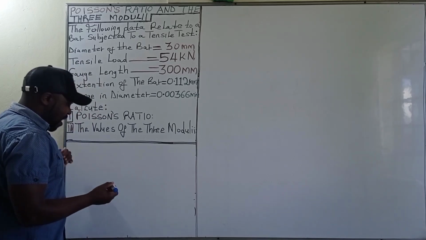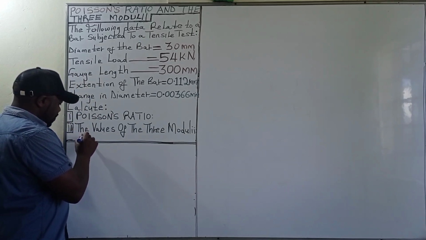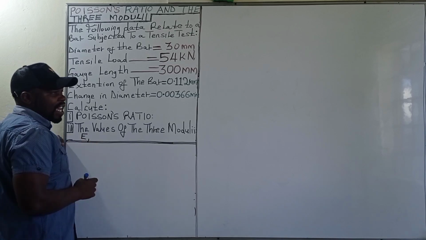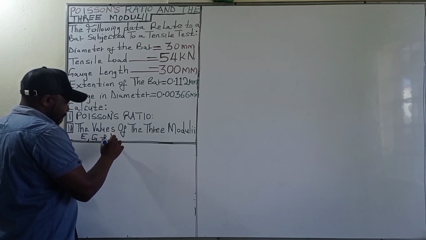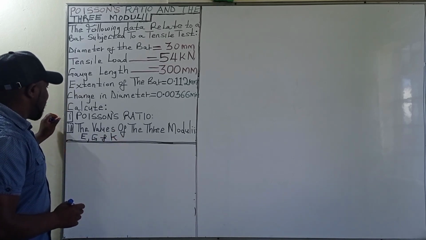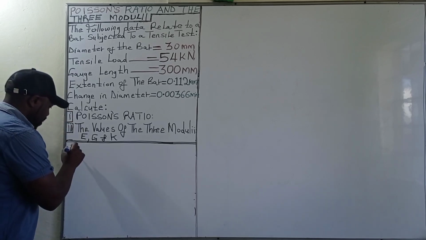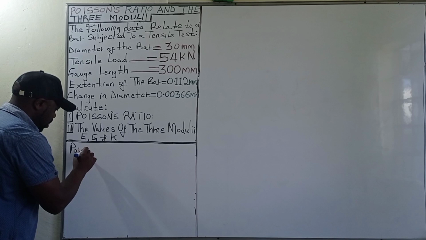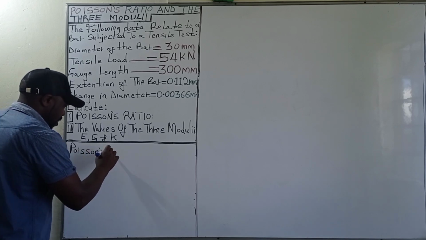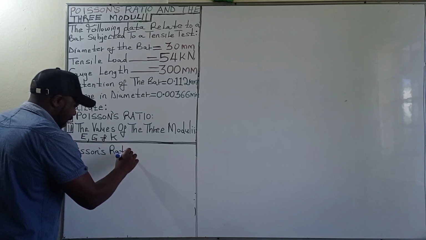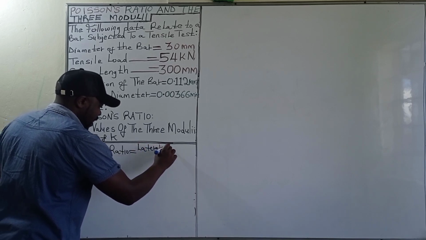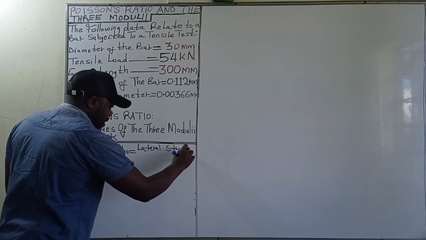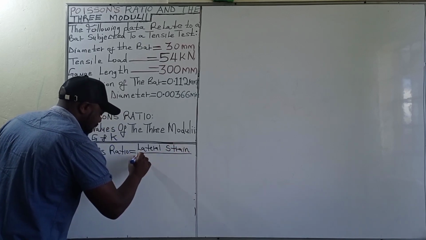And the three moduli we are talking about are the Young's modulus of elasticity, which is denoted by E, the modulus of rigidity, as well as the bulk modulus of elasticity. Now, beginning with the Poisson's ratio. Now, we know that Poisson's ratio is usually given by the lateral strain divided by the linear strain.